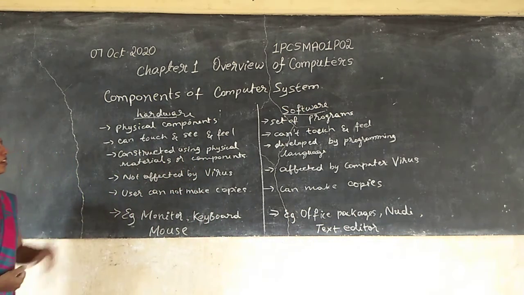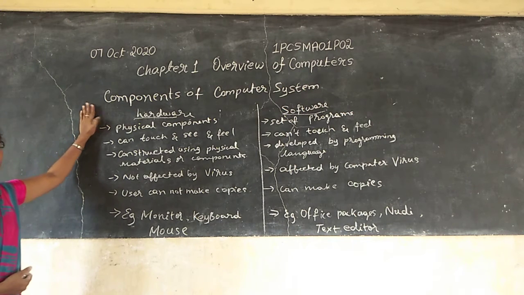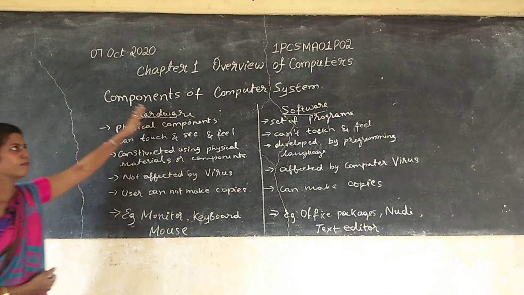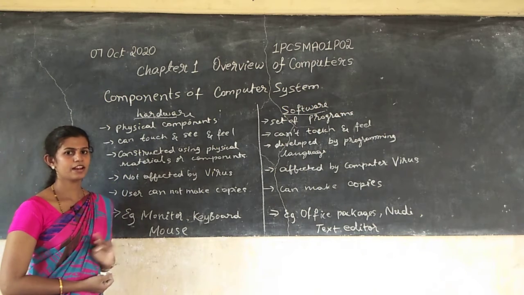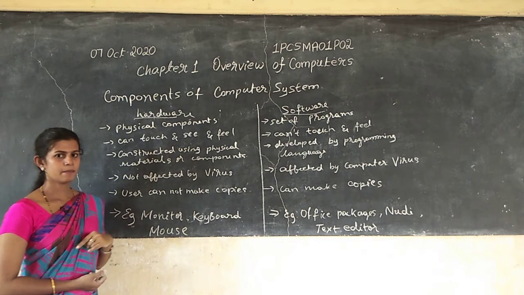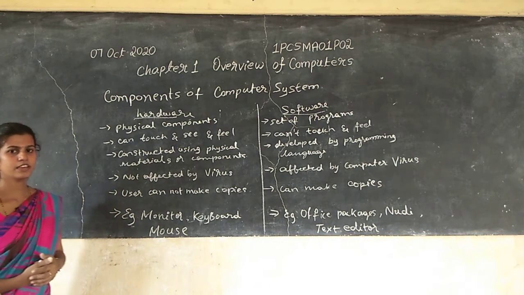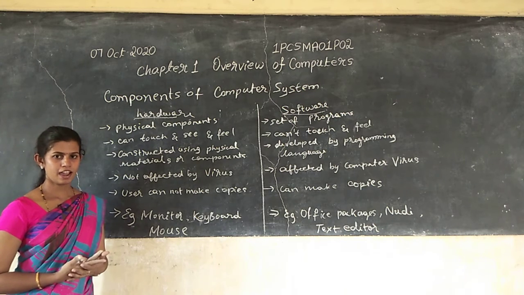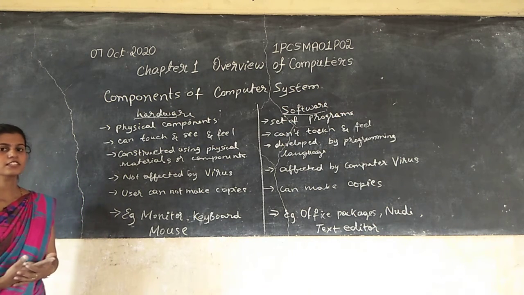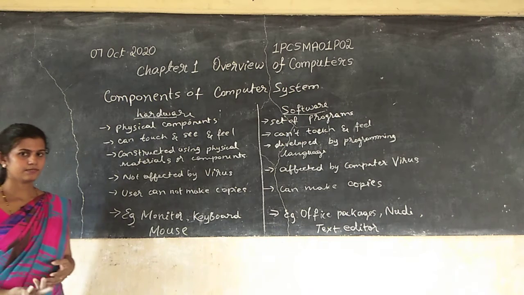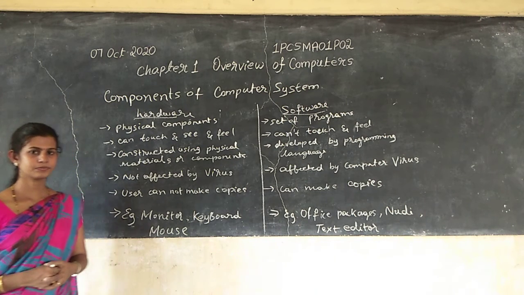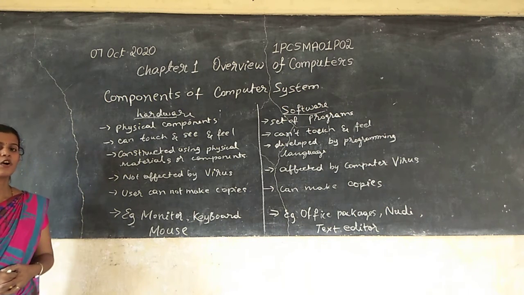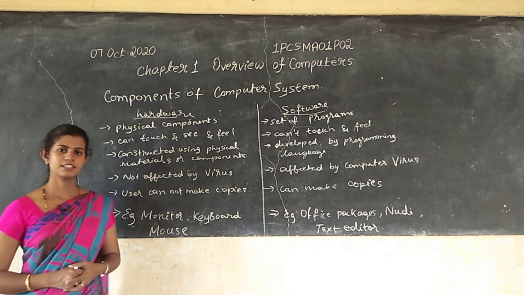So, there are mainly four components when we think about the computer, and they should always come to your mind. First is hardware, then software, data and information, and last is the user, that is, we human beings. So, this is about the components of the computer system.